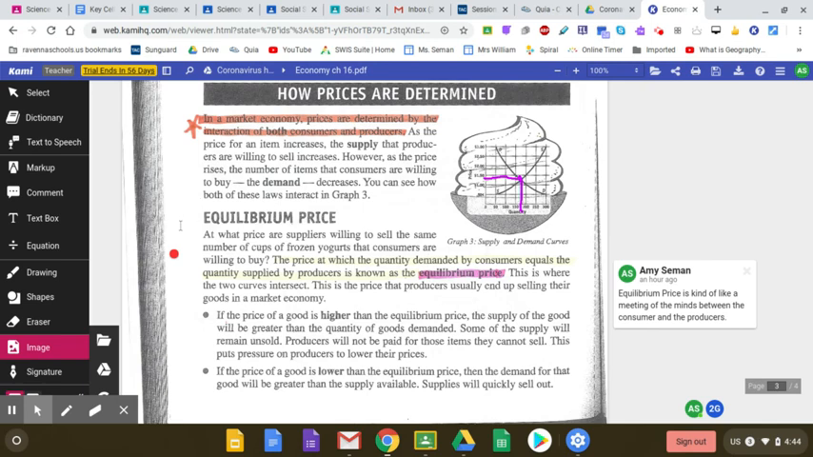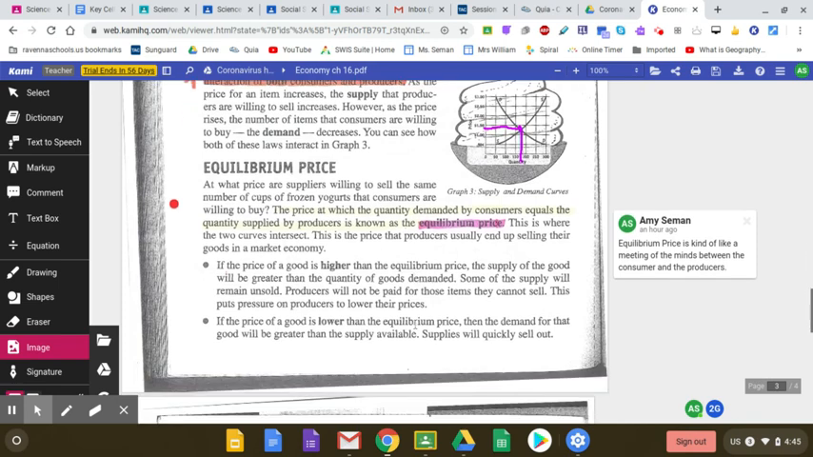Now we're going to talk about equilibrium price. At what price are suppliers willing to sell the same number of cups of frozen yogurt that consumers are willing to buy? The price at which the quantity demanded by the consumer equals the quantity supplied by the suppliers is known as the equilibrium price. This is where the two curves intersect. And there again, that's what I'm showing you here, the equilibrium price, the meeting of the minds, so to speak. This is the price that producers usually end up selling their goods at in a market economy.